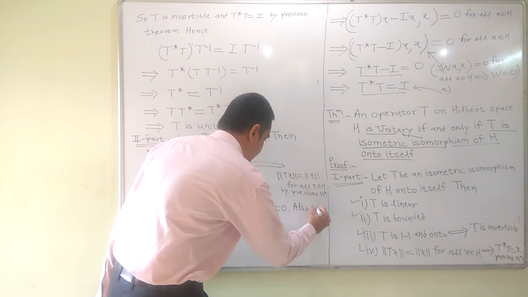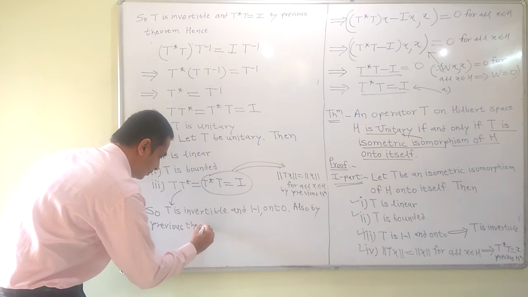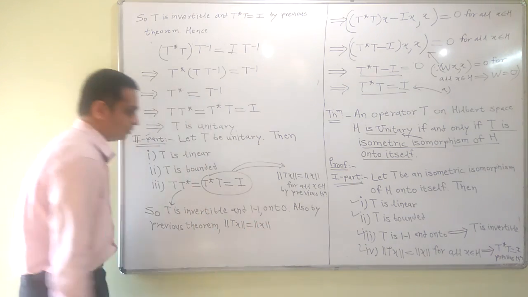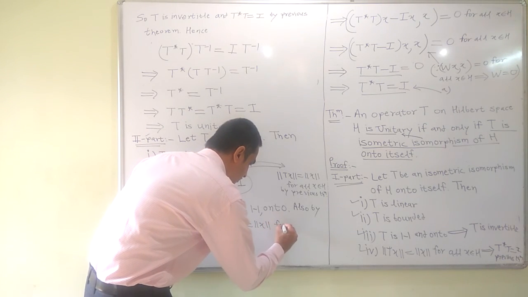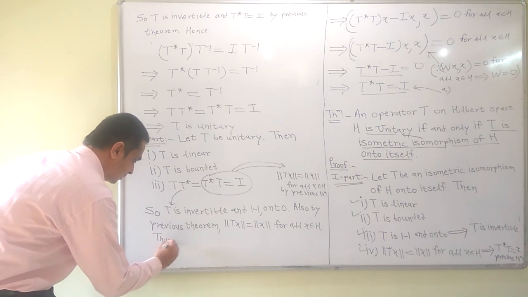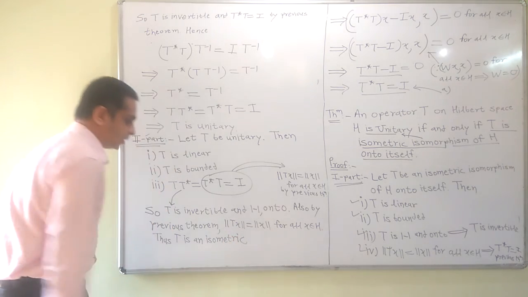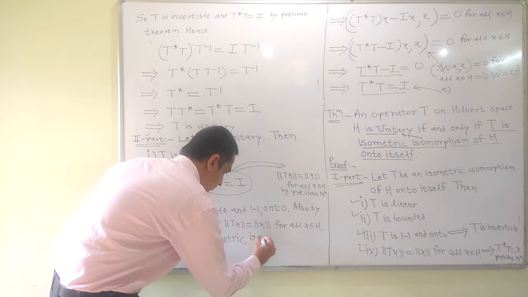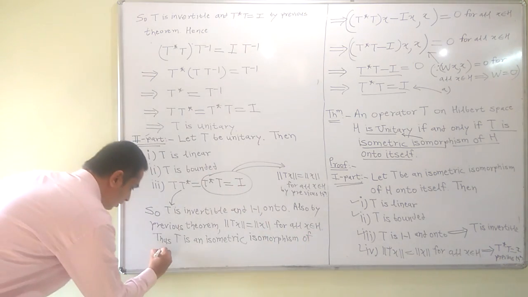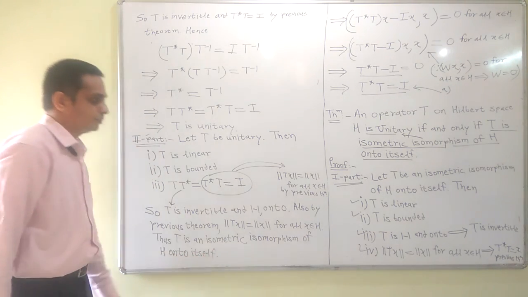Also by the previous theorem, we have norm of Tx is equal to norm of x for all x belonging to H. Thus, T is an isometric isomorphism of H onto itself. This completes the proof of the theorem.